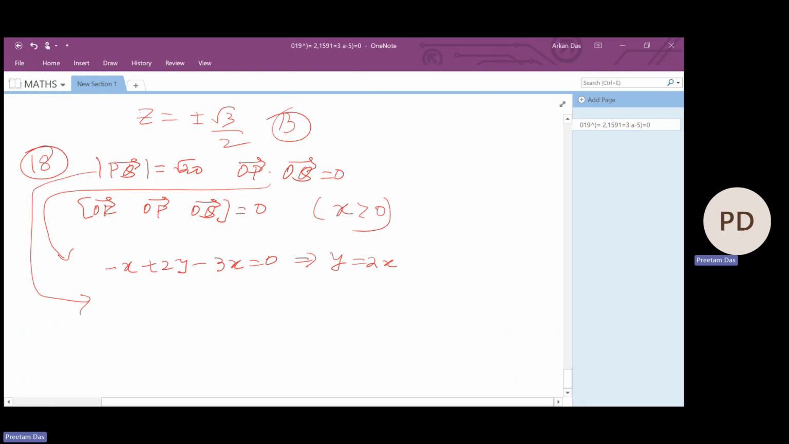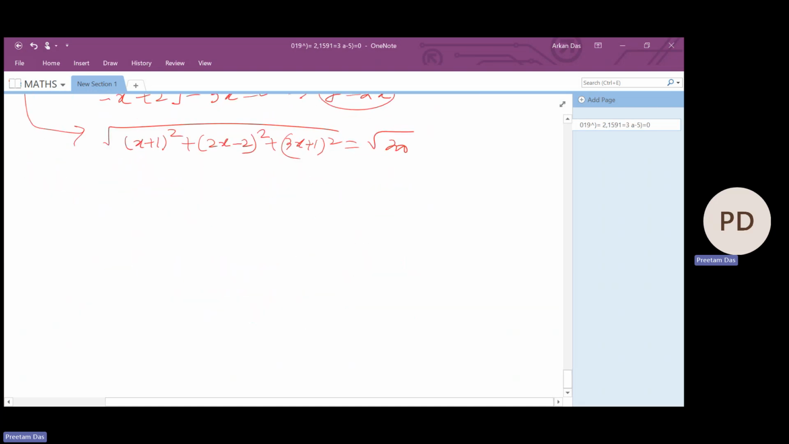This will be what? If you use the distance formula, then you will get square root of x plus 1 whole square, 2x minus 2, it will be y, but since y is 2x, I have directly substituted, whole square, 3x plus 1 whole square equal to square root of 20. So now again, this is an equation. You have to solve this equation to find the values of x. If you solve, you will get x as plus minus 1. But since x is positive, so x will be 1.